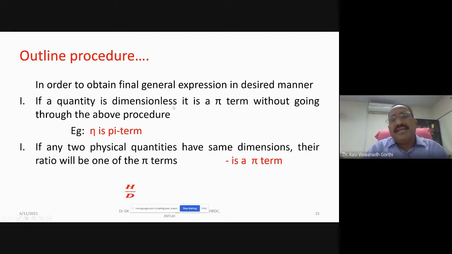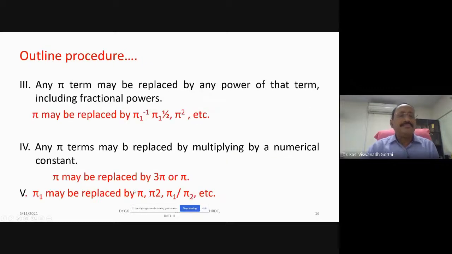If a quantity is dimensionless, it is a pi term without going through the above procedure. For example, efficiency eta is a dimensionless term that can be chosen directly as a pi term. If any two physical quantities have the same dimensions, their ratio also will be one of the pi terms. Take our previous problem, flow through the orifice: H and D both have the same dimension, so H by D becomes a pi term. We already proved it: pi 3 is equal to H by D.